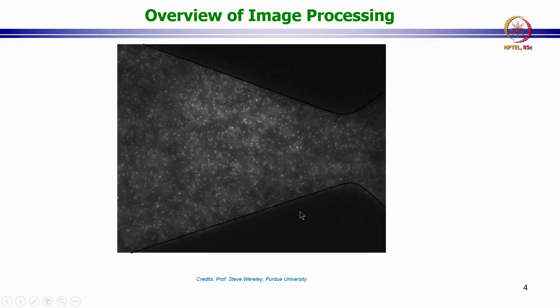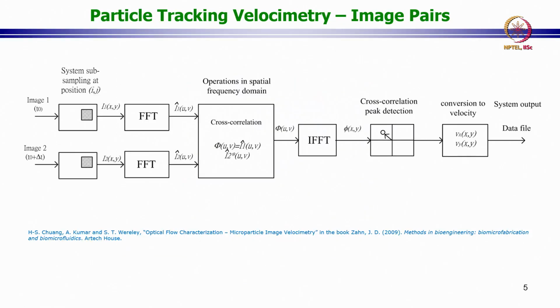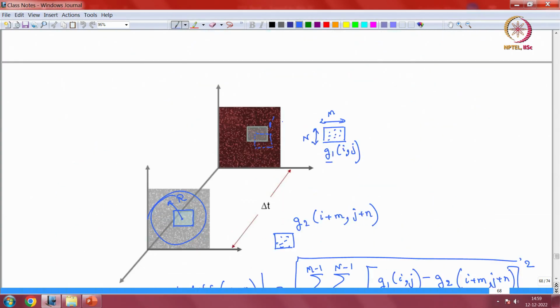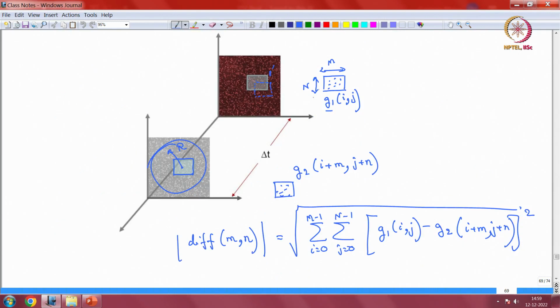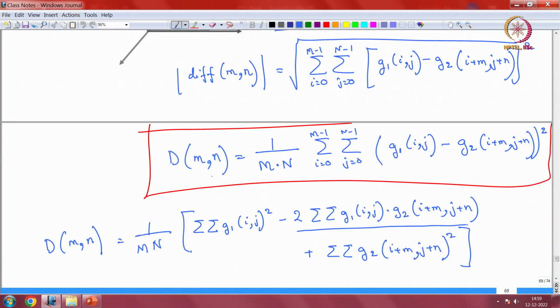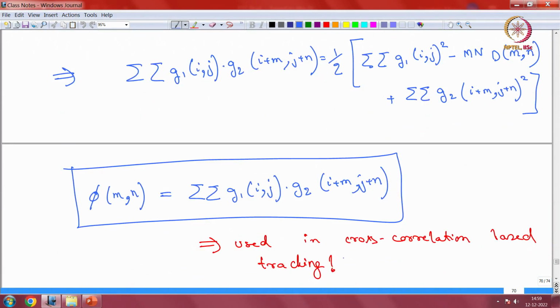And then we discussed the overall idea of how we'll break this up into grid points, and then we will choose small windows and then see where the window moves in the corresponding image. And going back to our discussion, we discussed in detail some of the formulas that are used, and I talked about the MQD method and also the use of the cross correlation based tracking. You can use either of the two, but most software today implement cross correlation based tracking.